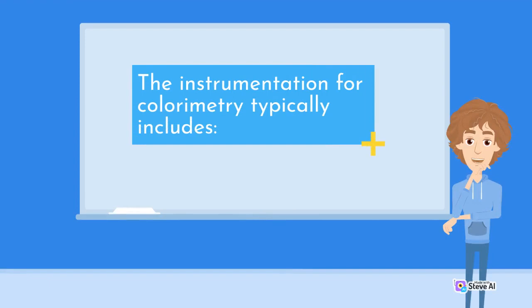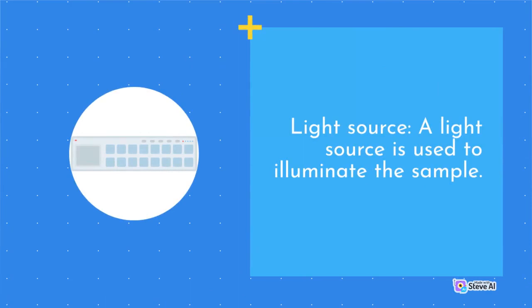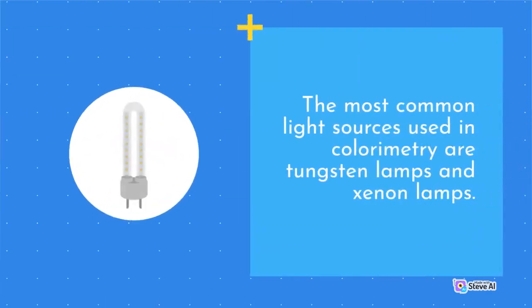The instrumentation for colorimetry typically includes a light source. A light source is used to illuminate the sample. The most common light sources used in colorimetry are tungsten lamps and xenon lamps.